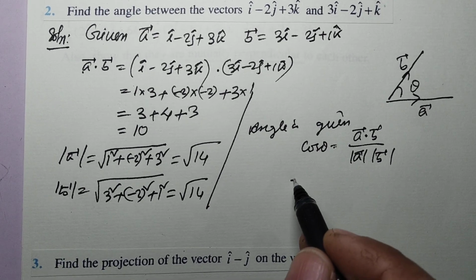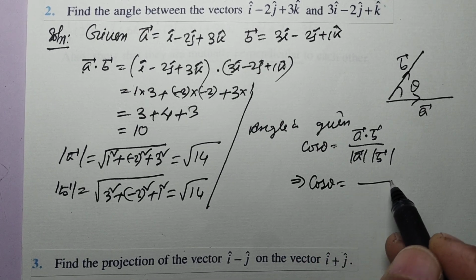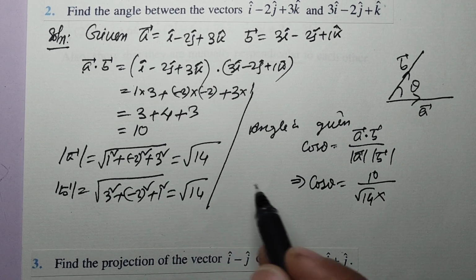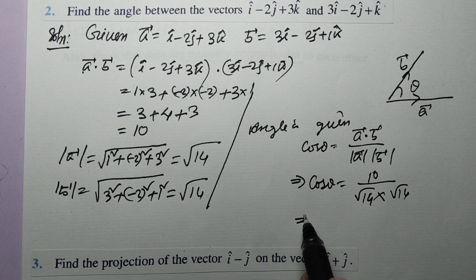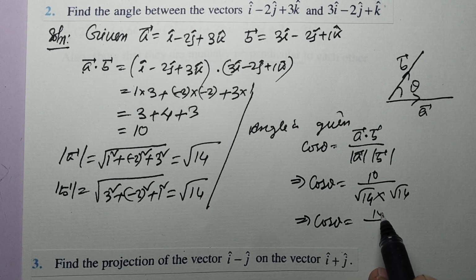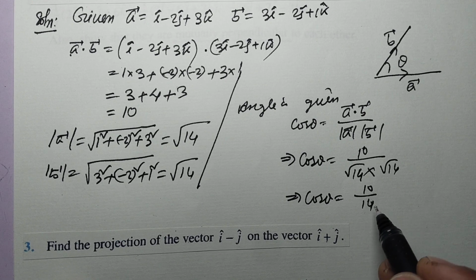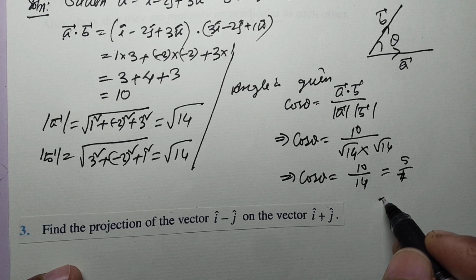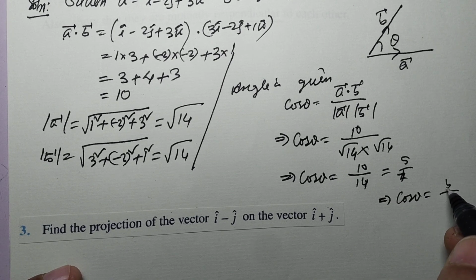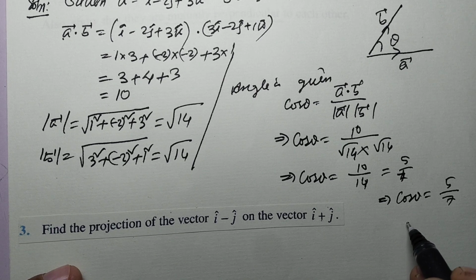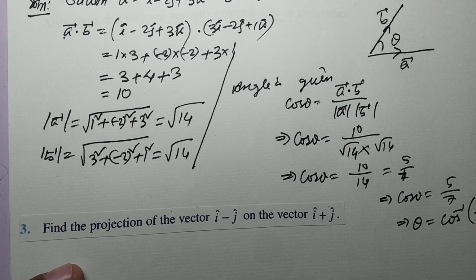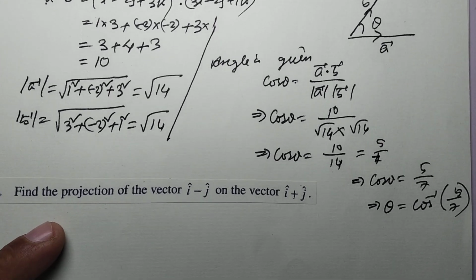And then we will put in the formula the dot product, we got 10 by square root of 14 into again square root of 14, and square root of 14 into square root of 14 is equal to 14 only. Now we can cancel, it is 5 by 7. So cos theta is equal to 5 by 7, which is not a standard value in the trigonometric table, so theta is equal to cos inverse of 5 by 7. So this is the angle between the two vectors.